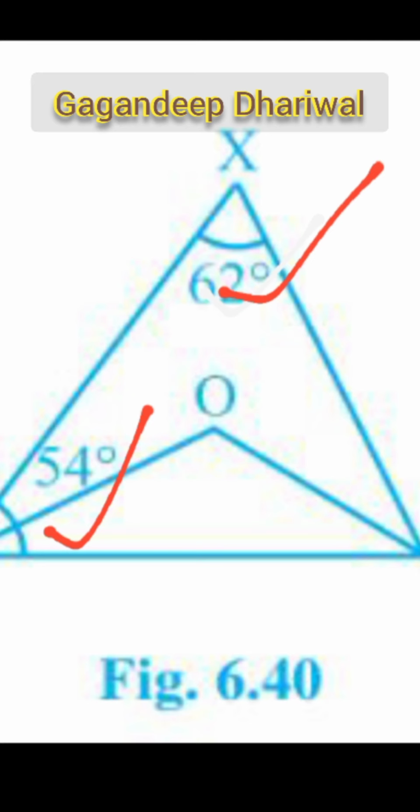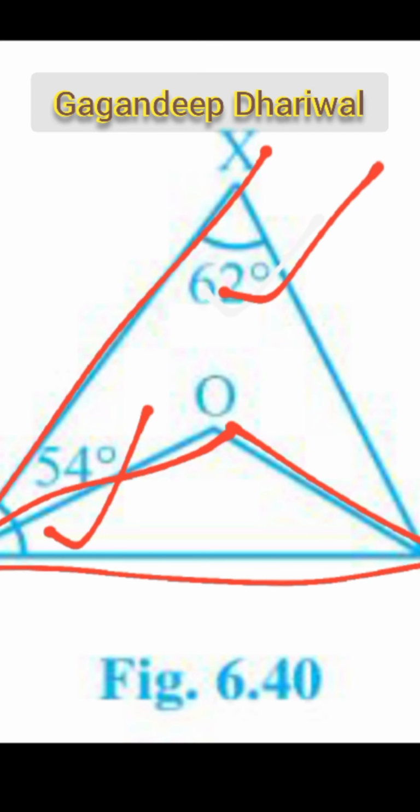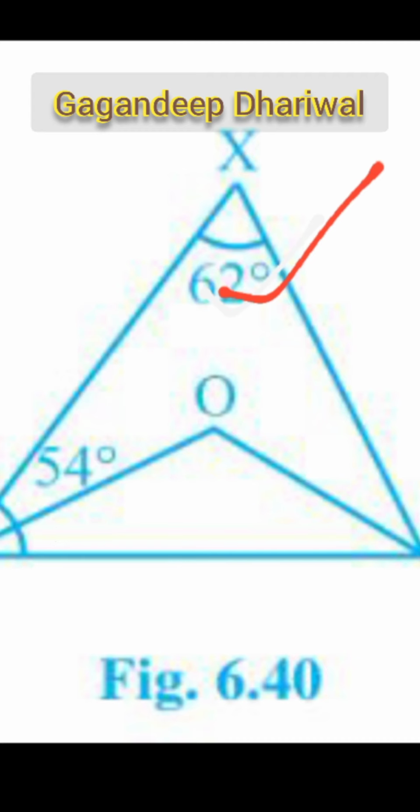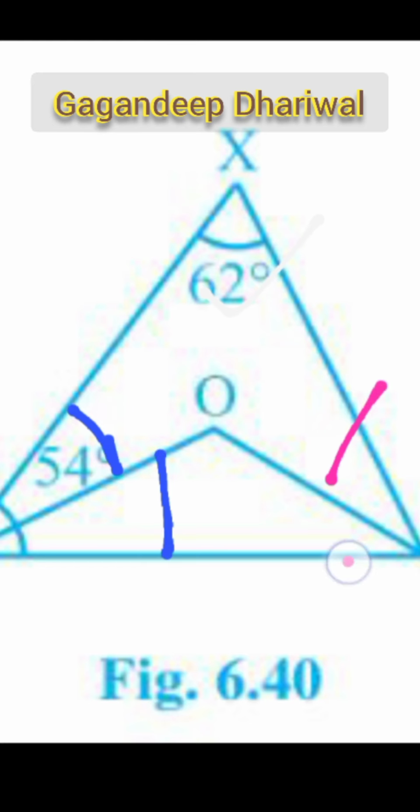YO and ZO, this YO and ZO, are the bisectors of angle XYZ and angle XZY. What are bisectors? Bisectors are those which divide an angle into two equal parts. Here these are the angle bisectors. It means this one is equal to this one and this one is equal to this one, because it is given that these are the angle bisectors.